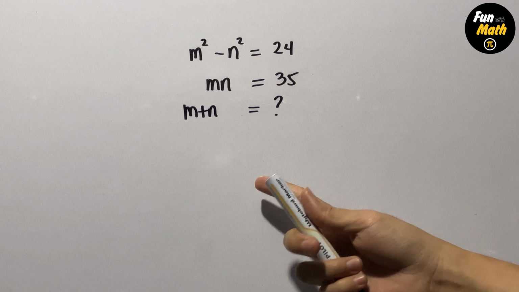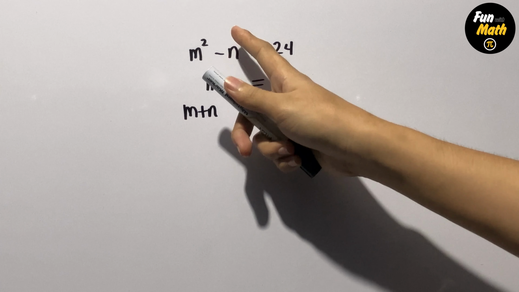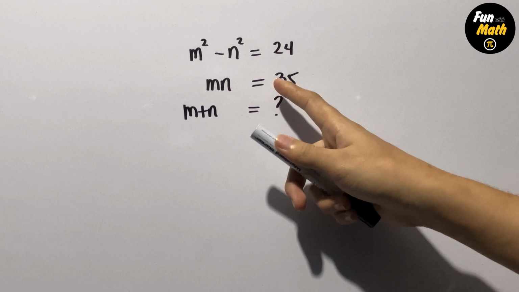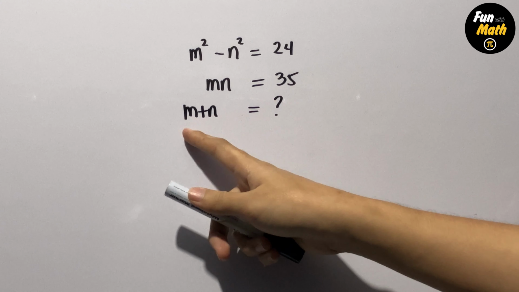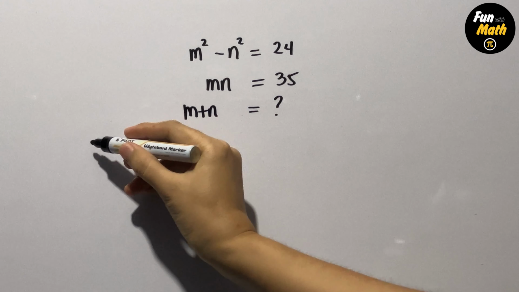Here's a nice problem. m squared minus n squared is equal to 24. mn is equal to 35. m plus n is what? Here's the solution.